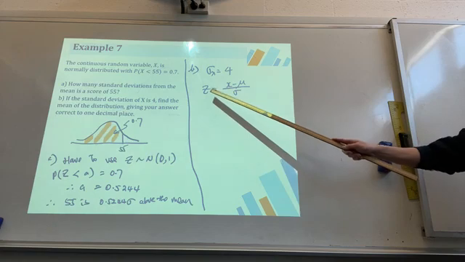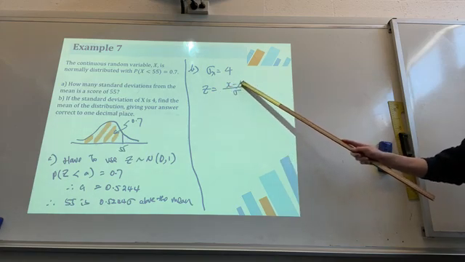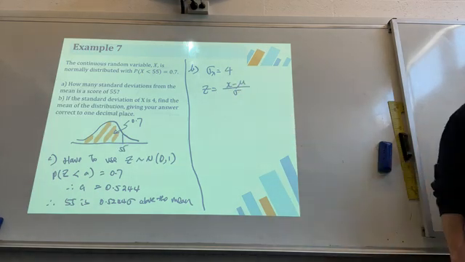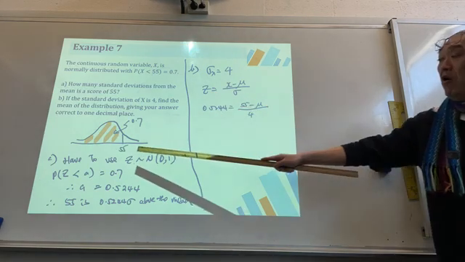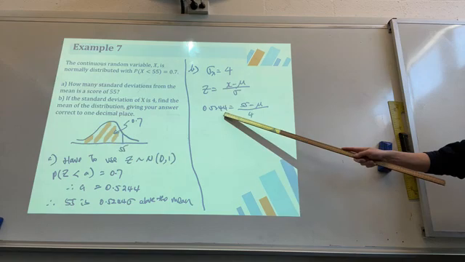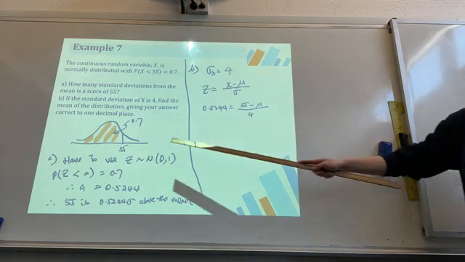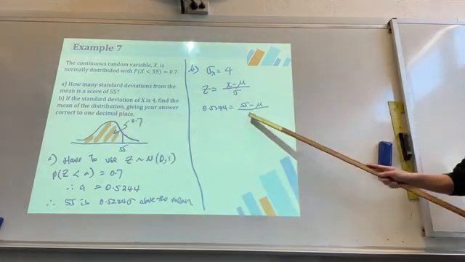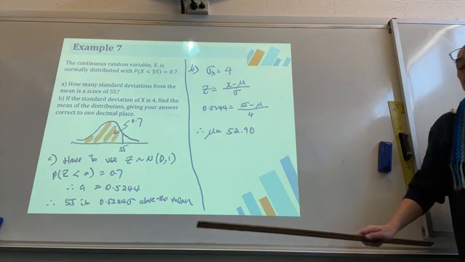The Z score is equal to x minus the mean, divided by the standard deviation. The Z score of 55 is 0.5244. The x is 55. Take away the mean, which is mu, divided by 4. And therefore you can work out the mean is 52.90, and to 1 decimal place it should be 52.9.